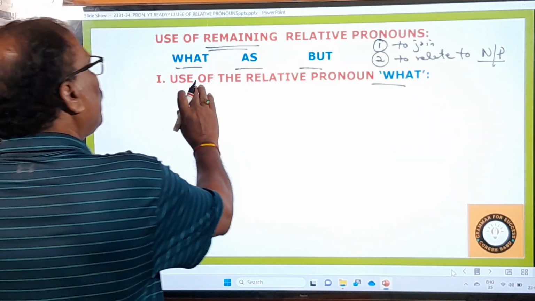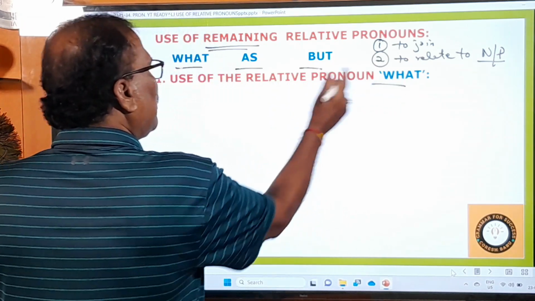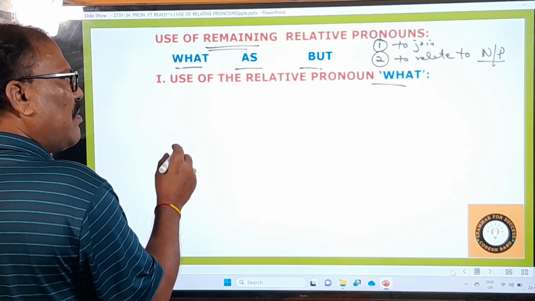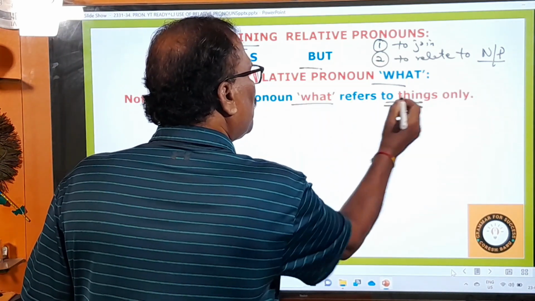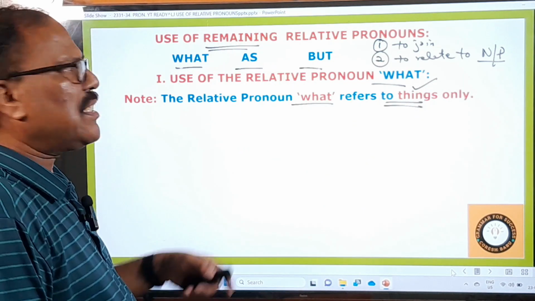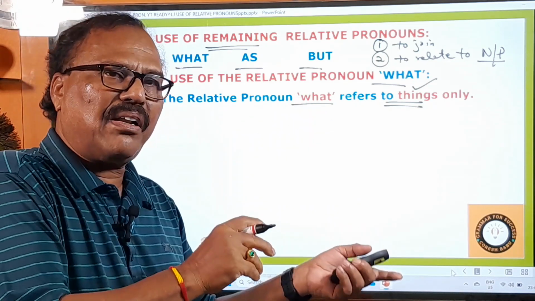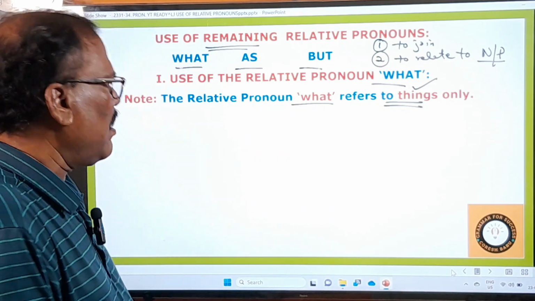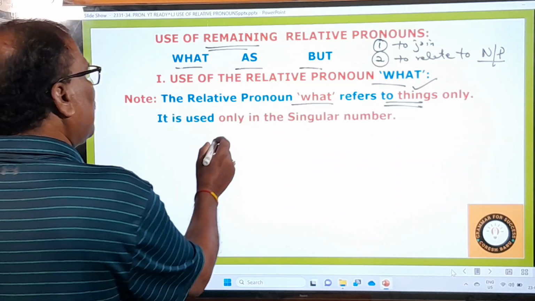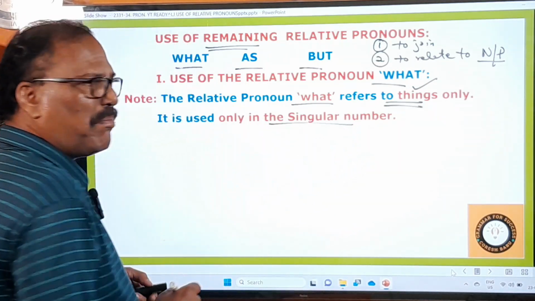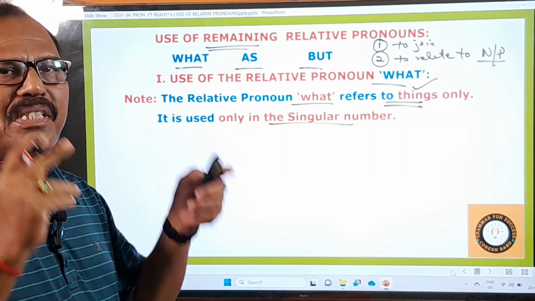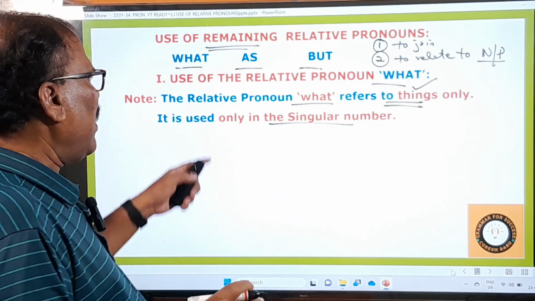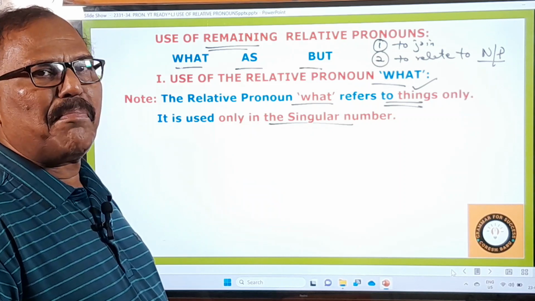And here the relative pronoun what is used exclusively for what? It is used only to refer to things. It is not used either for persons or for animals. That is one point. Another point is that it is used only in the singular number. It is not used in the plural number, because what itself is singular in number, and that's why it always refers to a singular noun.